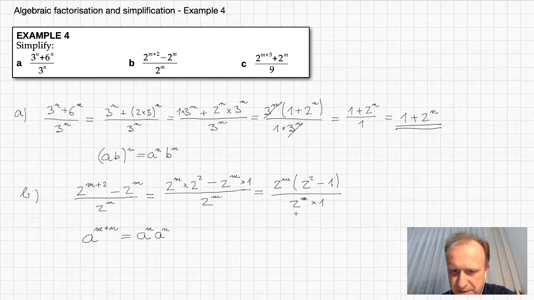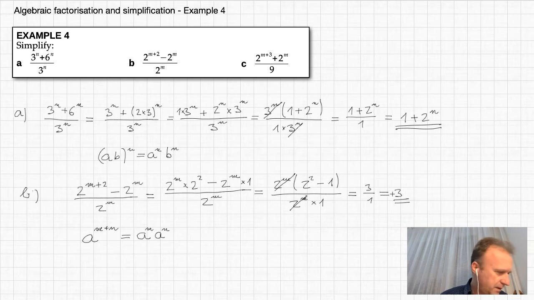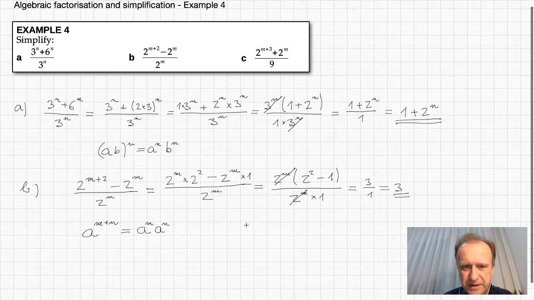Then you see that this is a common factor between numerator and denominator, so we can cancel out 2 to the power of m and get the answer. 2 to the power of 2 is just 4. 4 minus 1 is 3, so we have 3 over 1, and this should be simply 3. Okay, so it's the answer to part B.